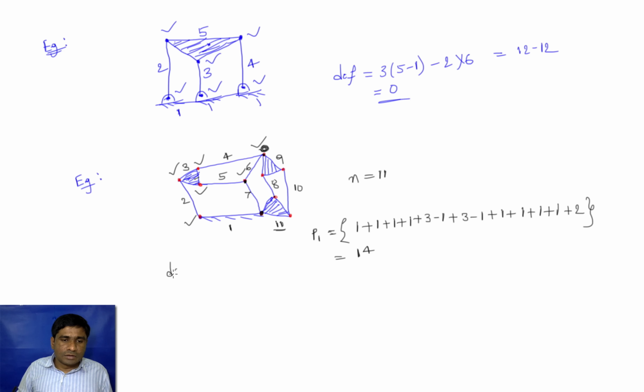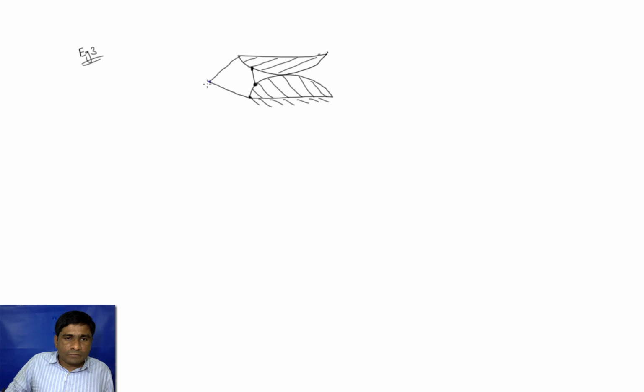So what is the degree of freedom? Here p2 is 0 because there is no pair having degree of freedom 2. So this is 30 minus 2 into 14, that is 28. So the degree of freedom is 2.